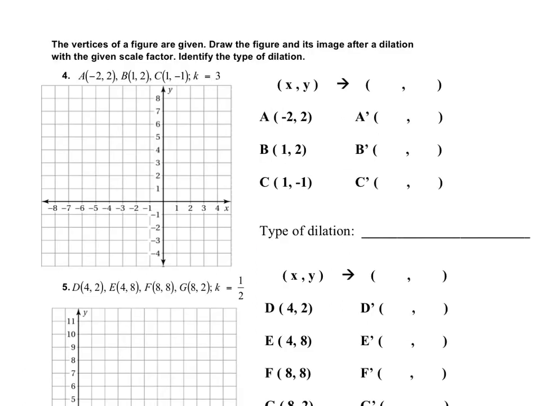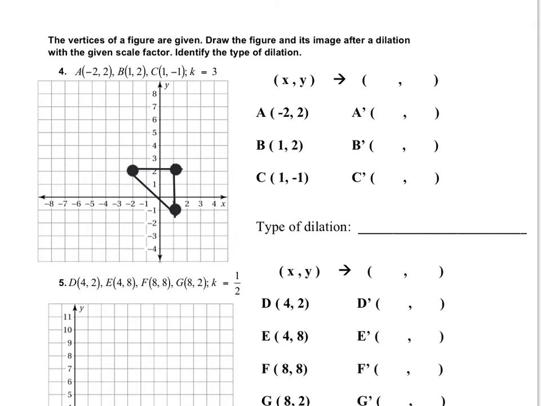All right, we are going to draw the vertices of a figure and its image after a dilation with the given scale factor. The first vertex will be at -2, 2. The second vertex will be at 1, 2. And the third vertex will be at 1, -1. Now I'm going to connect my vertices.